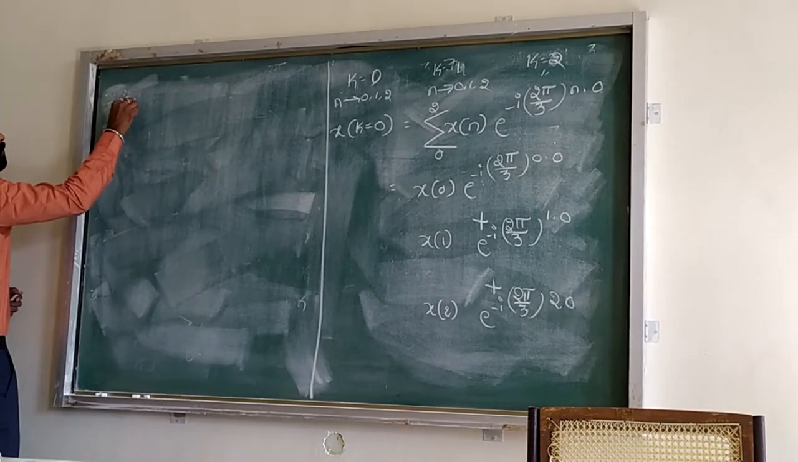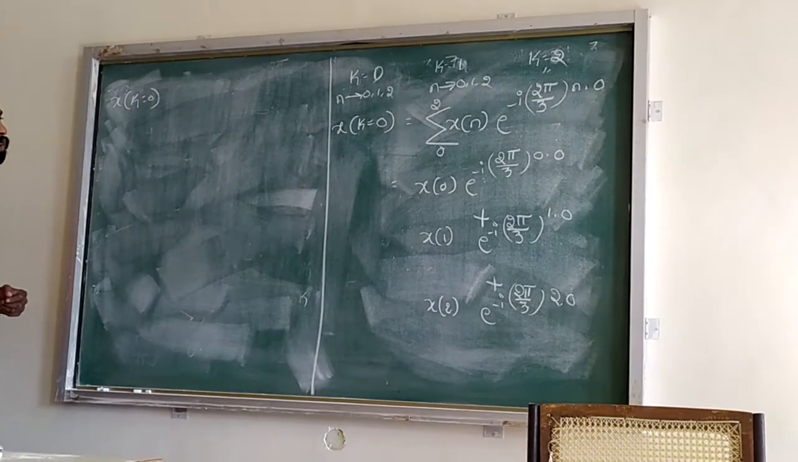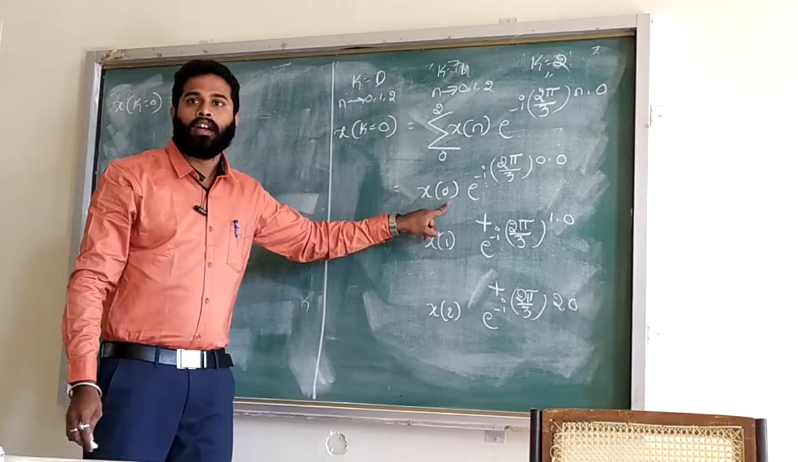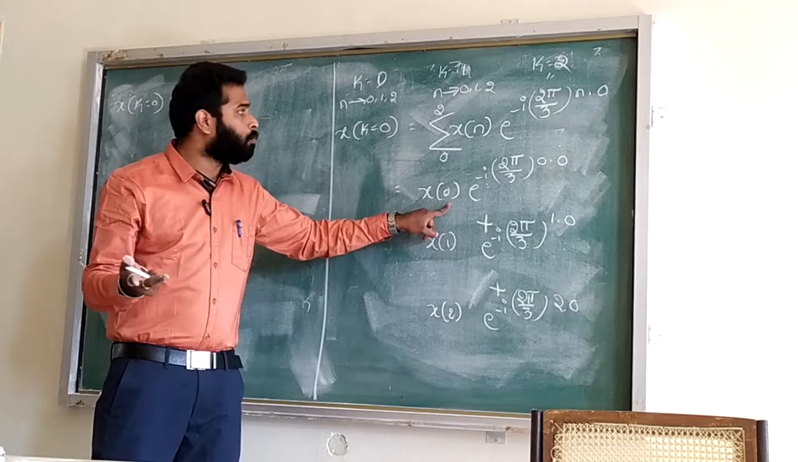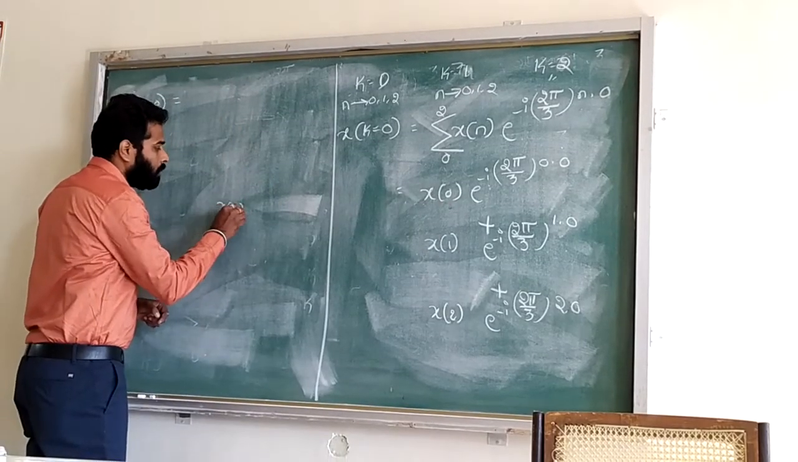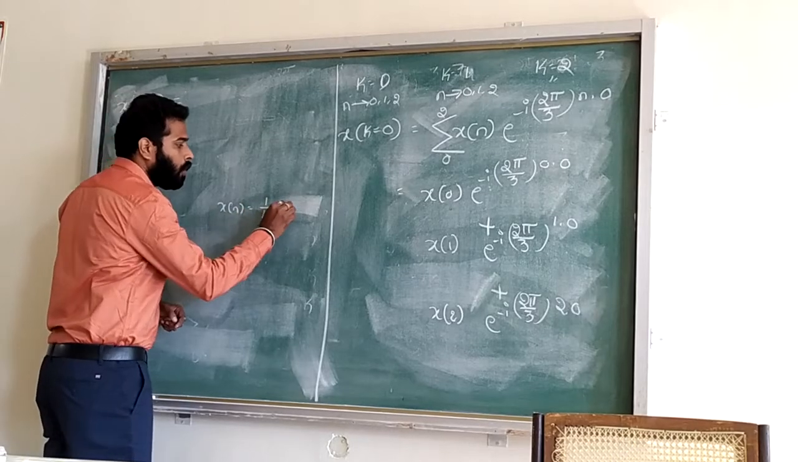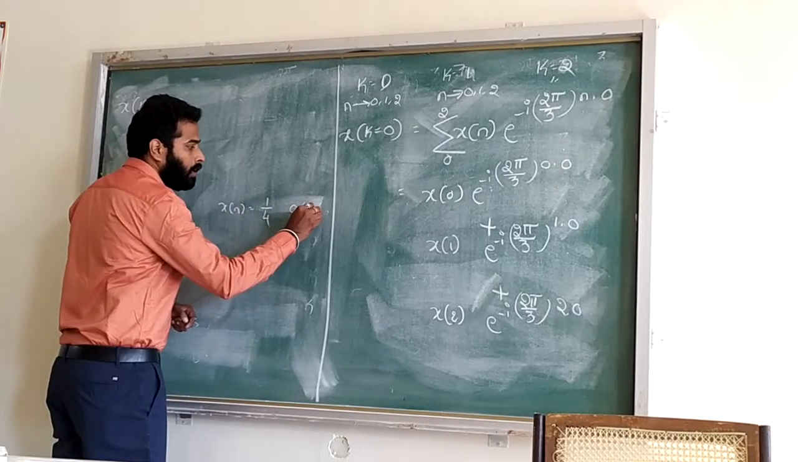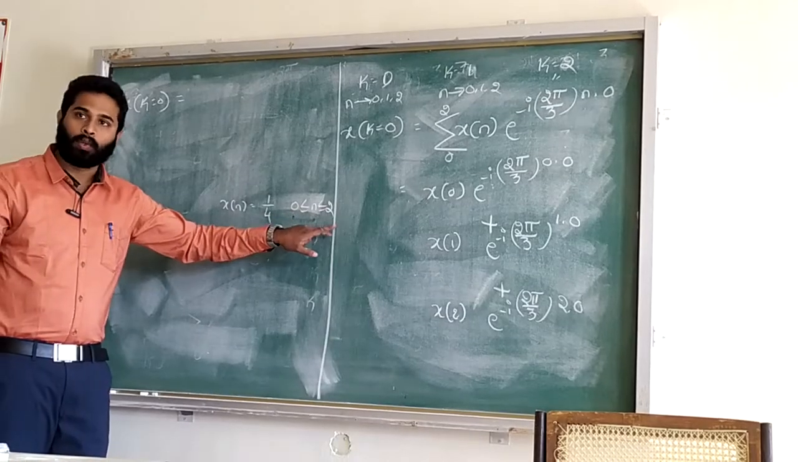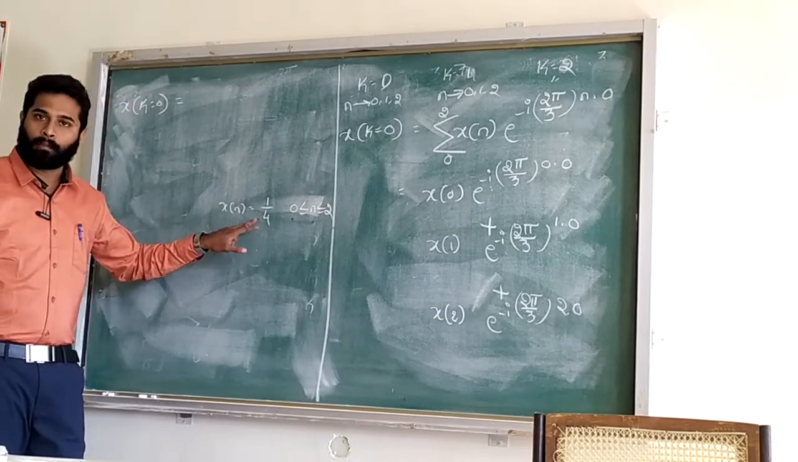K is equal to 0. X at k is equal to 0. So that's equal to, now we'll see here x of 0 is what? X of 0, x of 1, x of 2, all are equal to 1 by 4. The question is x of n is equal to 1 by 4 for 0 less than or equal to n less than or equal to 2. Means at 0, at 1, at 2, the value of x of n is only 1 by 4. Okay.